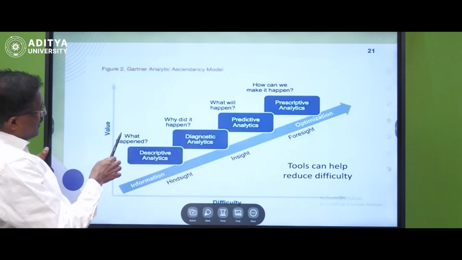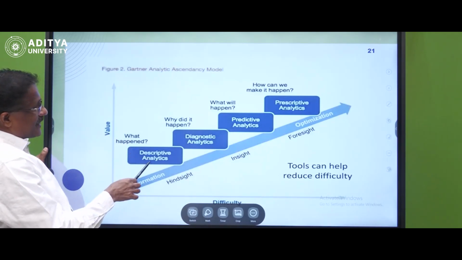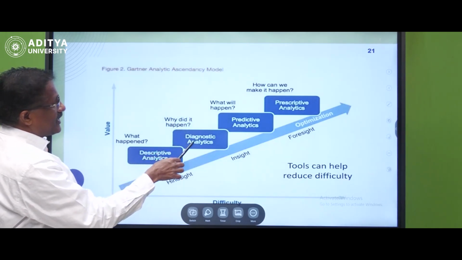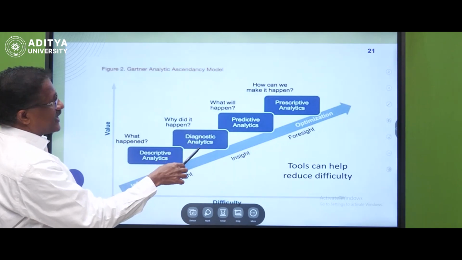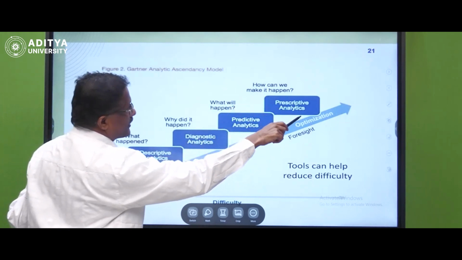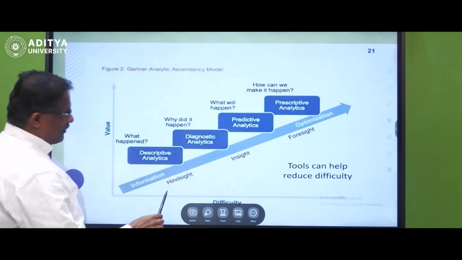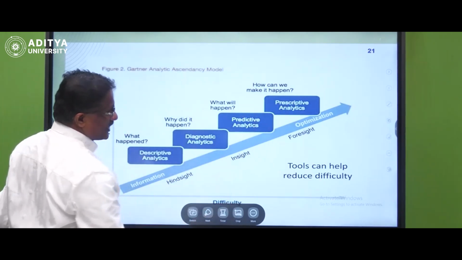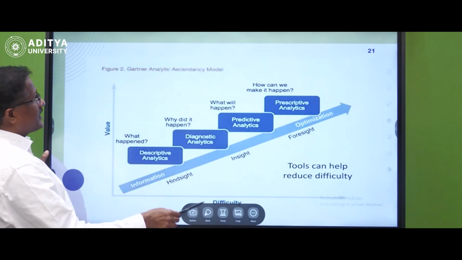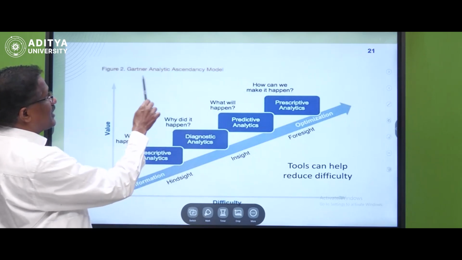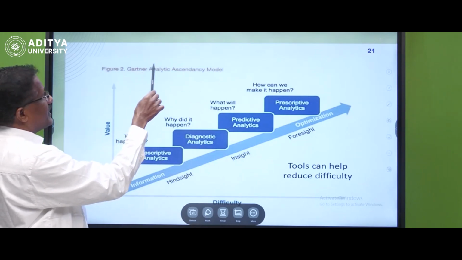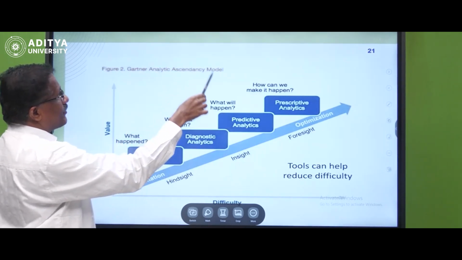Once again, repeating: the first one is what happened, which comes under descriptive analytics. The second is why it happened, finding out the reasons, which is diagnostic analytics. The third is predictive analytics, what will happen. The last is prescriptive, how can we make it happen. From insight and foresight, which helps us find the value and the difficulty, the x and y axes, that is called the Gartner analytic ascendancy model. I repeat, the Gartner analytic ascendancy model.